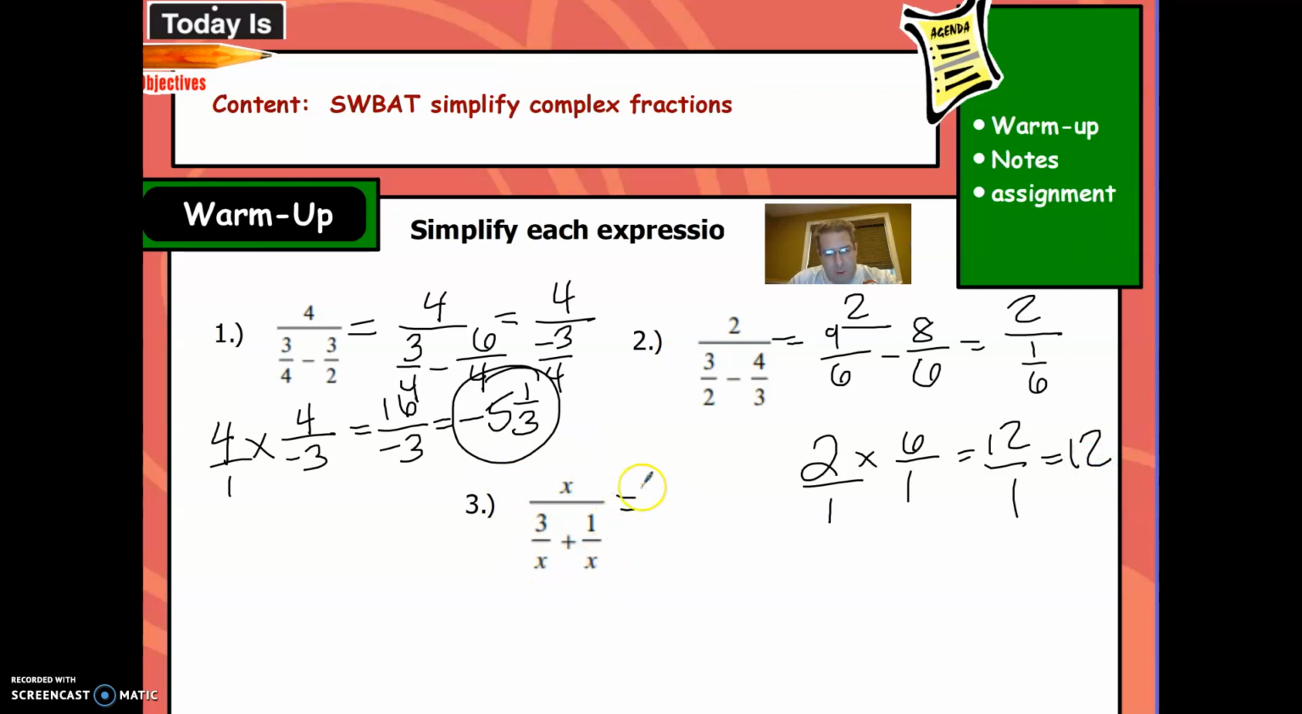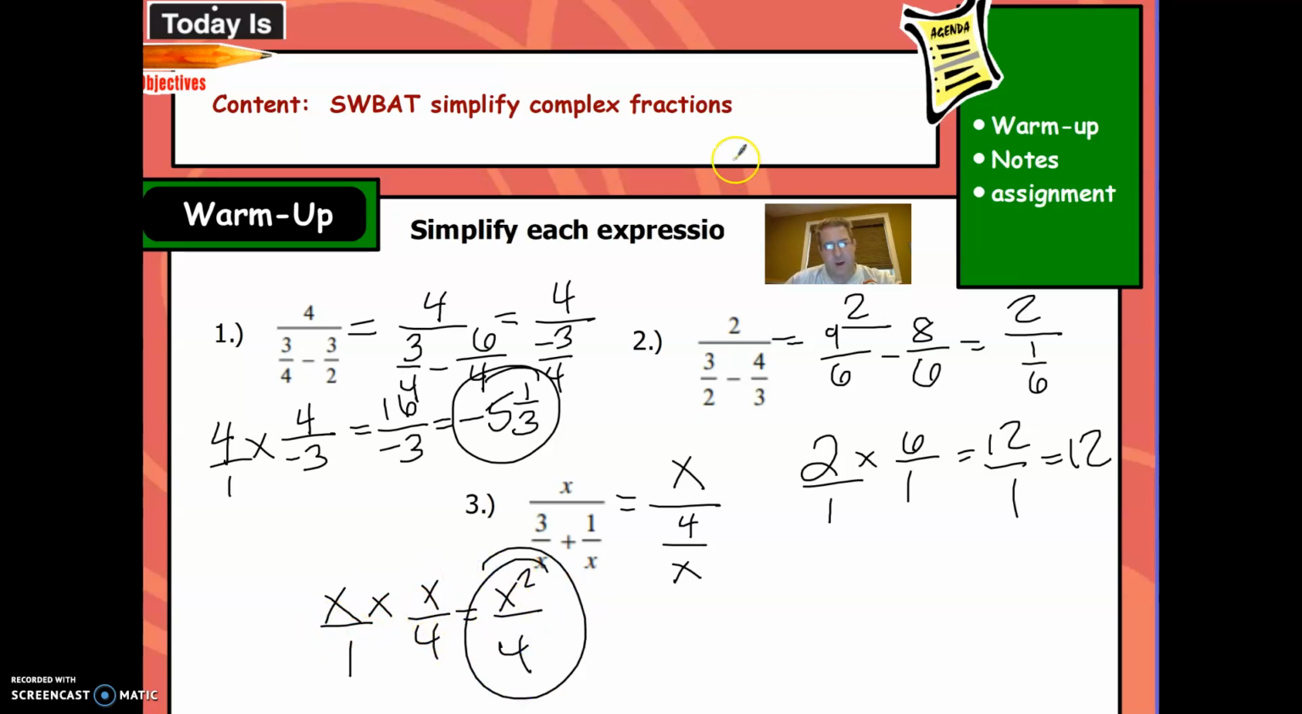Same thing goes here. Only thing, we have a variable this time. So this time we have 3 over x plus 1 over x. Well, anytime you add, you have a common denominator. So 3 plus 1 is 4 over x. So now we have x times x over 4. And then that's going to give us x squared over 4, and that's as simplified as we can possibly make it.